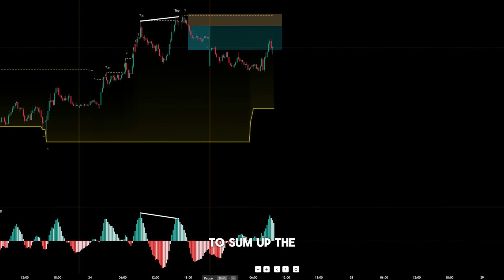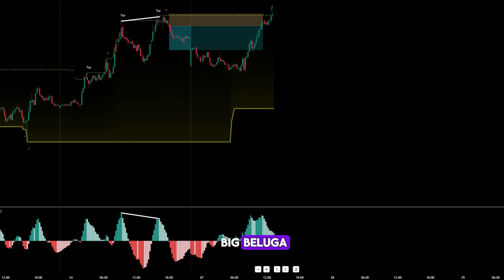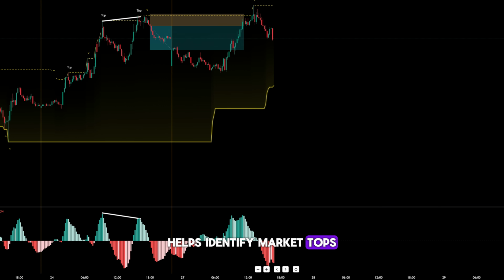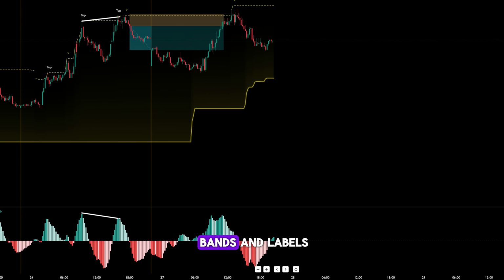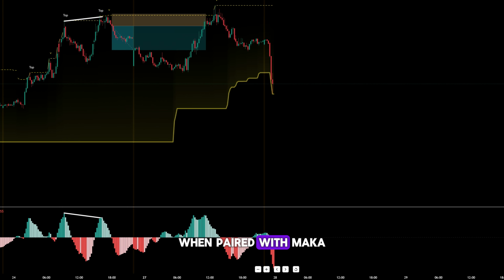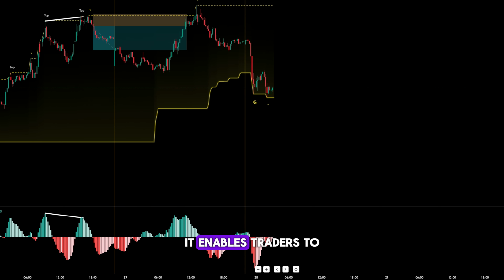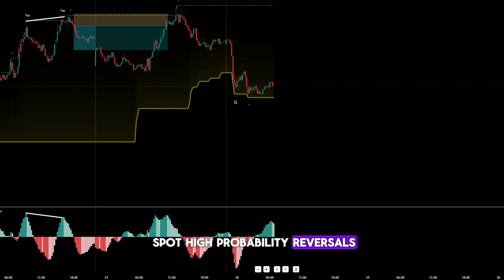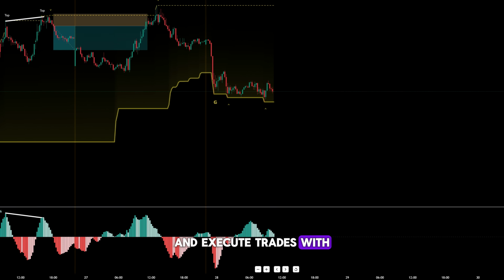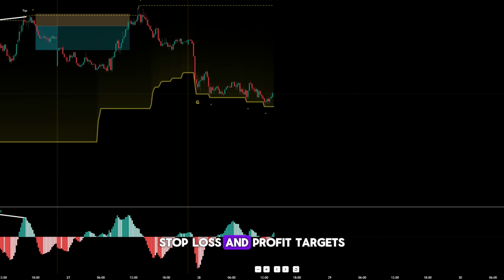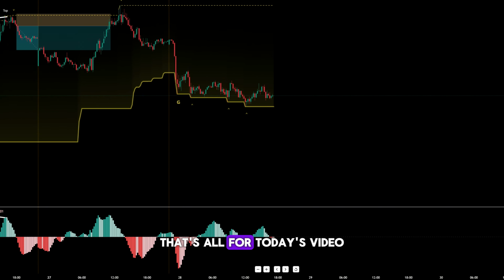To sum up, the TopG indicator by BigBeluga helps identify market tops and bottoms using dynamic bands and labels. When paired with MACD divergences, it enables traders to spot high probability reversals and execute trades with clear entry, stop loss, and profit targets. That's all for today's video.